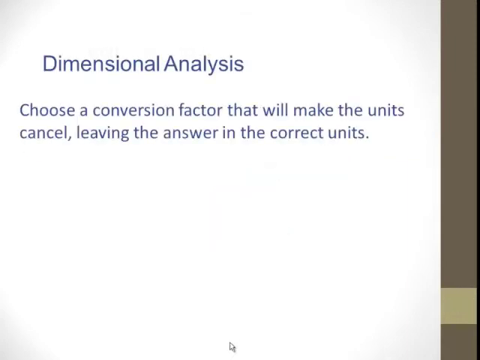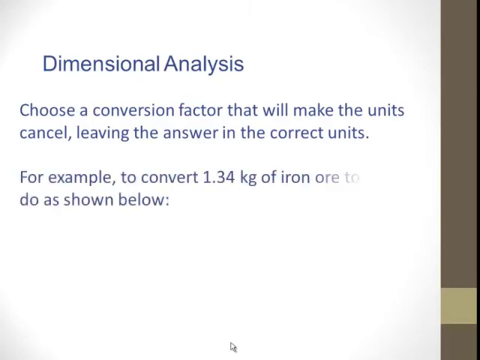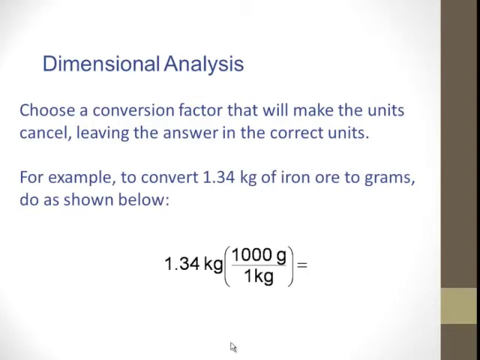So you want to choose a conversion factor that will make the units cancel that you don't need and leave you with what you're supposed to have, as, you know, transforming, for example, from meters to kilometers. If we want to convert 1.34 kilograms of iron ore to grams, all we have to do is recognize that 1.34 kilograms can be multiplied to make our kilograms go away.